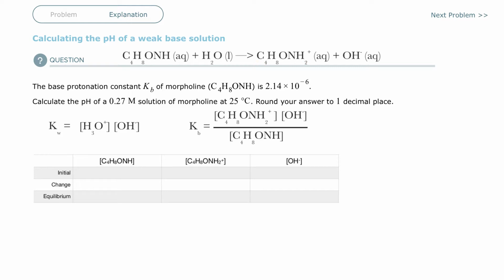So you can see that here we had one H. Here's the second H. It comes along. You're going to end up with two H's. And remember, it's a positive, so you'll end up with a positive. So this is the conjugate acid of this base. Morpholine is a base, so it's going to receive a proton from the water.